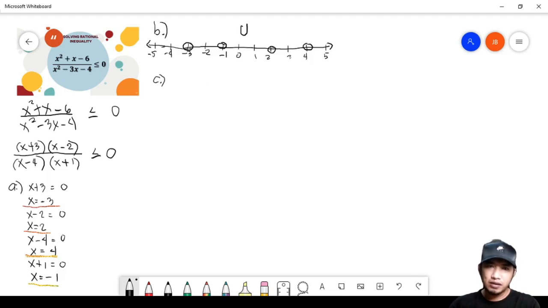Letter C. Okay, what is the next step? We will substitute the values of x into the original inequality. Okay? So, ano yung una? X is equal to negative 3. Okay. X is equal to negative 3. That is, ano yung original natin? Sulat muna natin yung original.